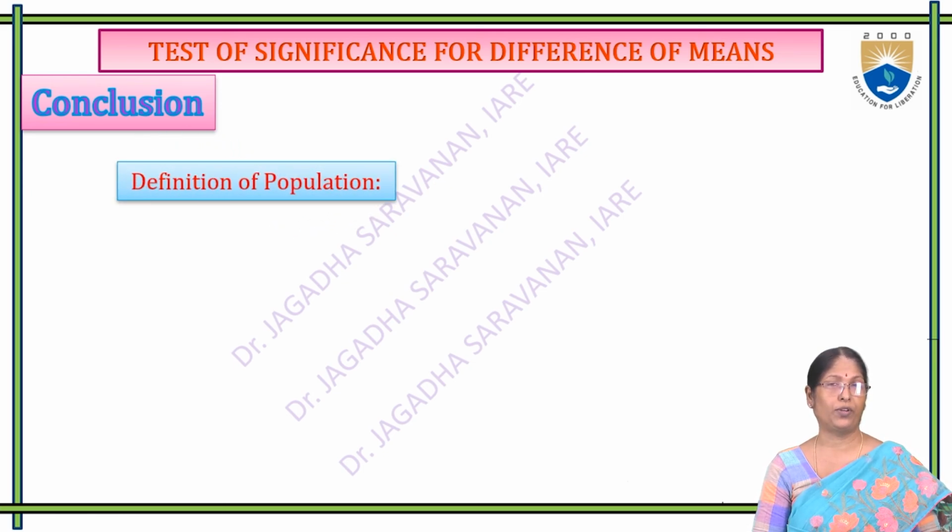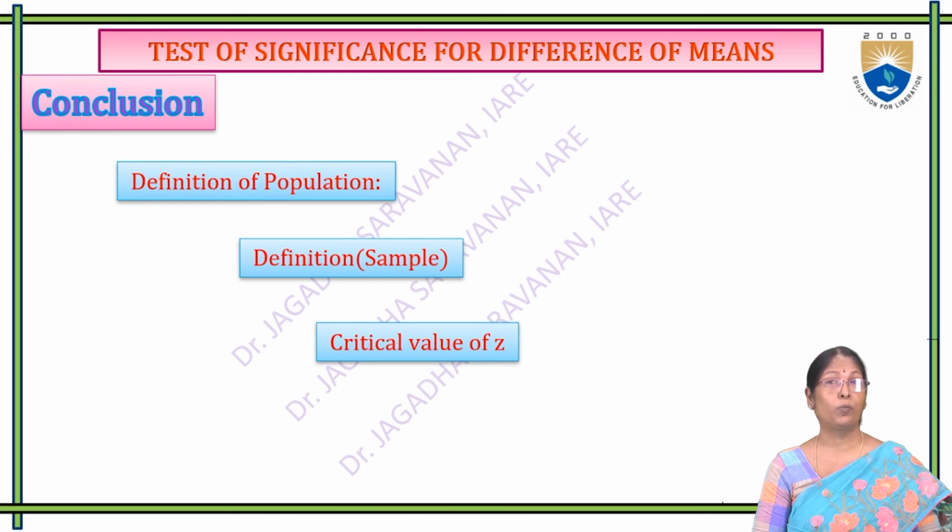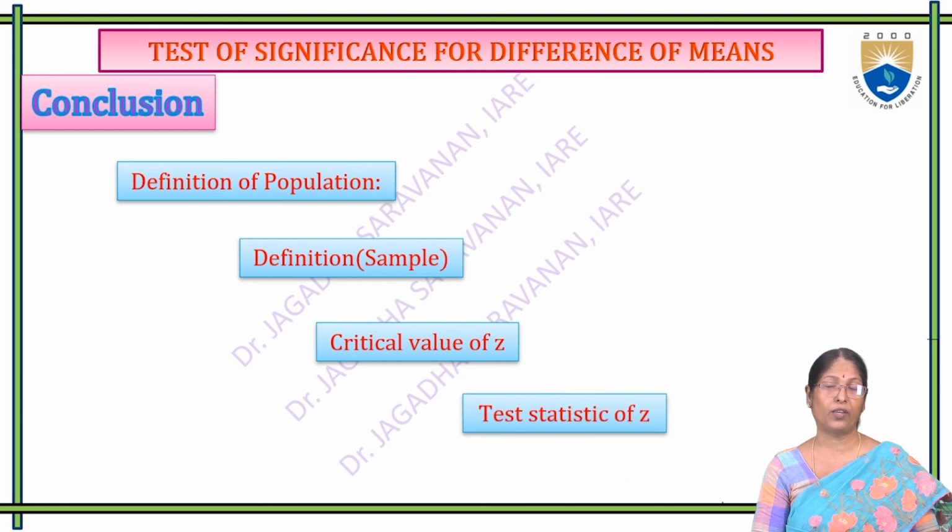What is population? What is the definition of the population? We discussed. And what is sample? And what is the relationship between population and sample? Critical value of Z, the tabulated value, which gives the decision whether to accept the null hypothesis or not. What is the test statistic we used? X1 bar minus X2 bar over square root of sigma 1 square divided by N1 plus sigma 2 square divided by N2. Sigma 1 square and sigma 2 square are replaced by the sample variances S1 square and S2 square.